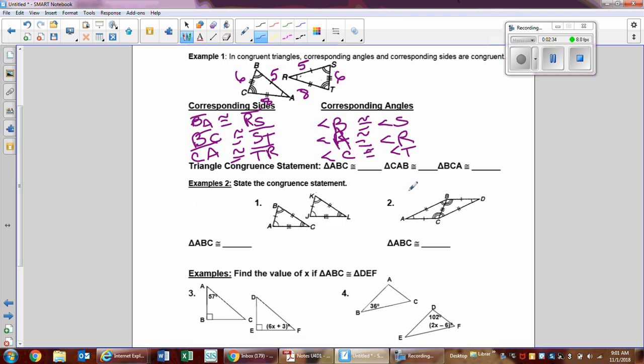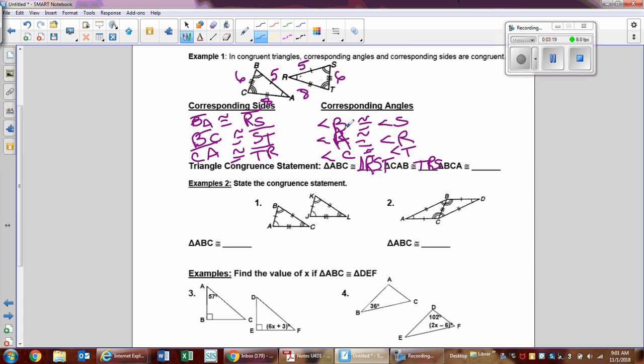So when I write the statement, since I knew triangle ABC, A corresponds with R, B corresponds with S, C corresponds with T. So if I wanted to write the triangle statement, I can say triangle ABC is congruent to triangle RST. What if we change it and went CAB, like this way? So CAB is going to be congruent to TRS, right? So TRS.